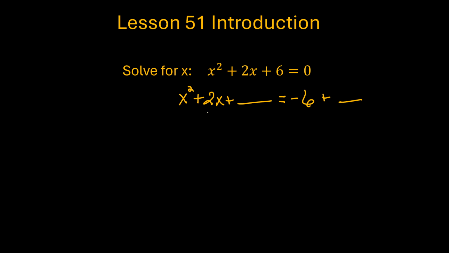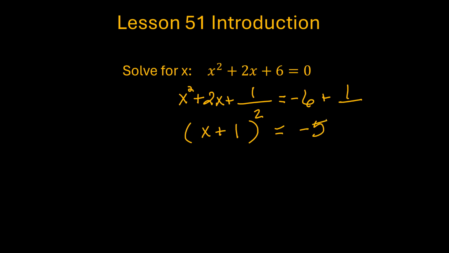The thing you're going to add is half the x coefficient. Half of 2 is 1. 1 squared is 1, so we're going to add 1 to both sides. And then we know that the left side of the equation is going to be a perfect square binomial, and that is going to be x plus half the x coefficient, which is 1. And then on the right side, we're going to have negative 5.